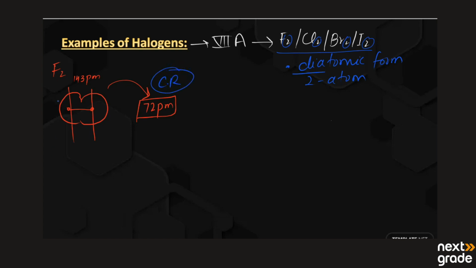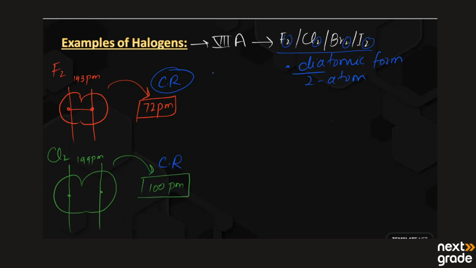After fluorine, the second element is chlorine. We draw the chlorine structure like this. These are their nuclei, and the distance between the two nuclei is 199 picometer, and almost half of this distance we get is 100 picometer. So this 100 picometer is their covalent radii.